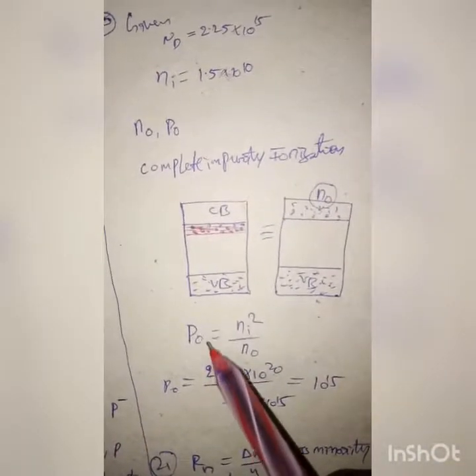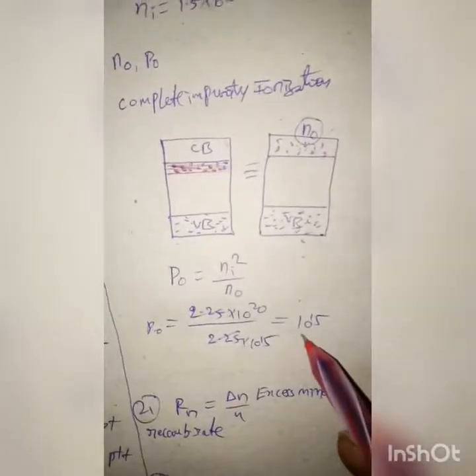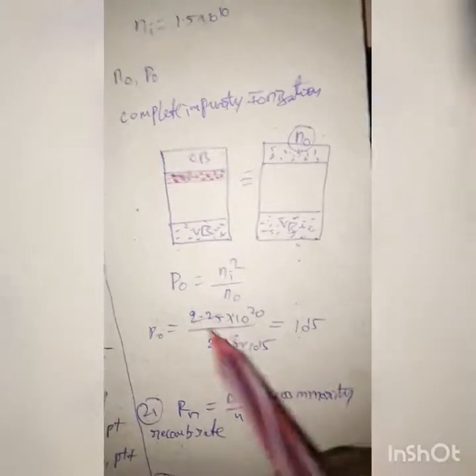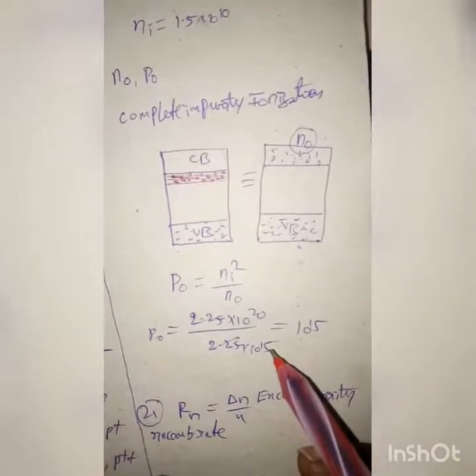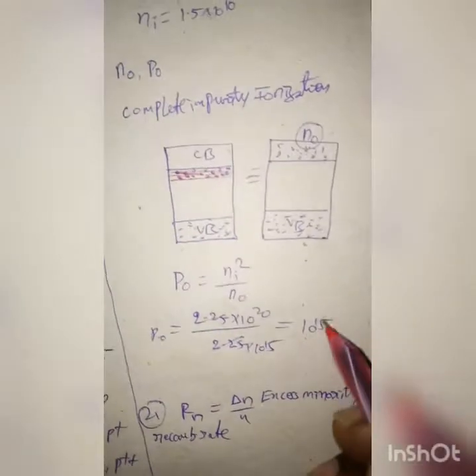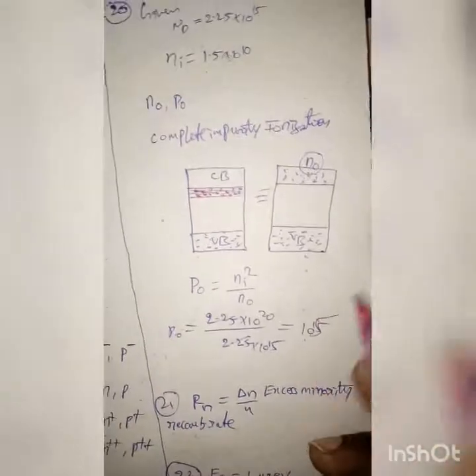You want to get p0. So p0, you know np is equal to Ni square. From that p0 is equal to 10 power 20 divided by 10 power 15, which is 10 power 5. Okay, move to the 21.